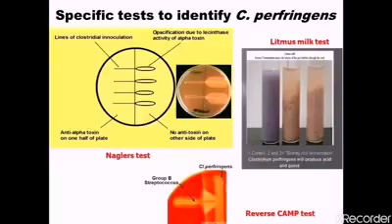These are specific tests for Clostridium perfringens: Naegele's test, litmus milk test, and reverse CAMP test. First, I'll discuss Naegele's test. So, a medium containing 20% human serum or 5% egg yolk agar is taken, and it is divided into two halves.